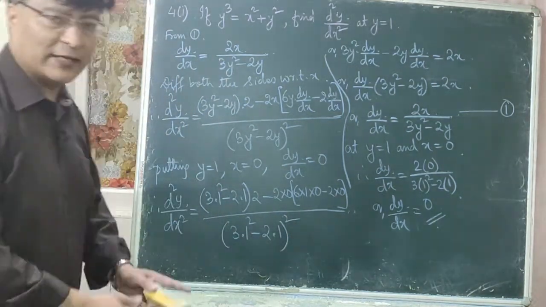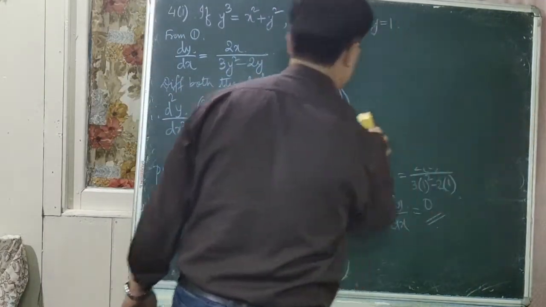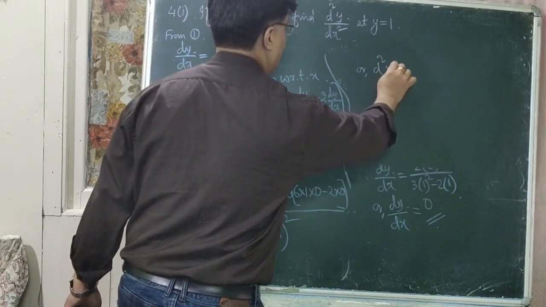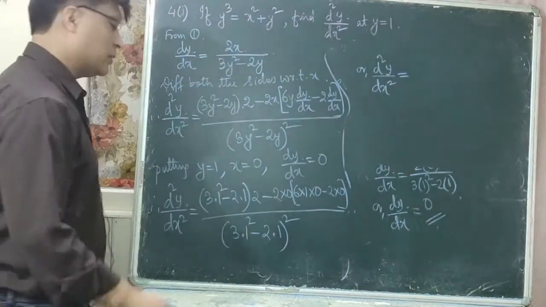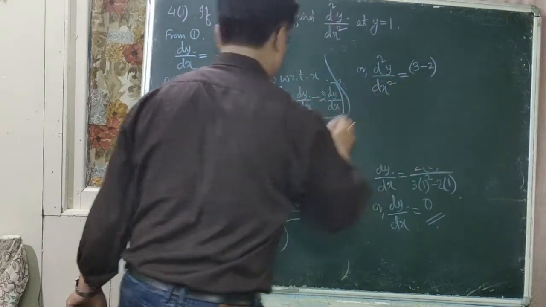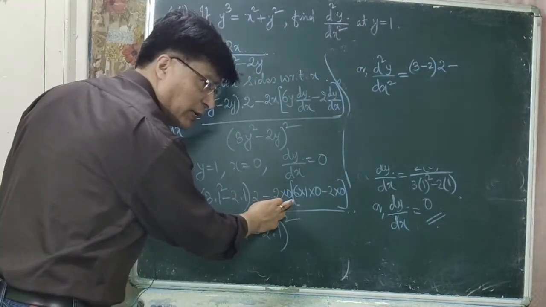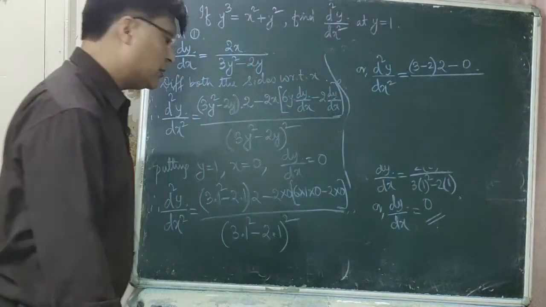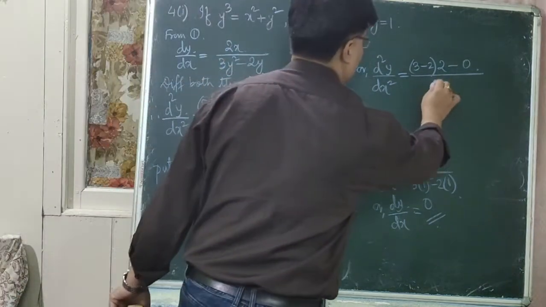Okay, so let us simplify it once again. So d2y by dx square is equal to, now on the right hand side, 3 into 1 whole square is 3. So this is your 3 minus 2, right? 3 minus 2 into 2 minus, so there is 0 here. 0 into any number is always 0. Whole divided by, in the denominator, what do you write? 3 into 1 whole square is 3, minus 2 is 1. This is 1 whole square.